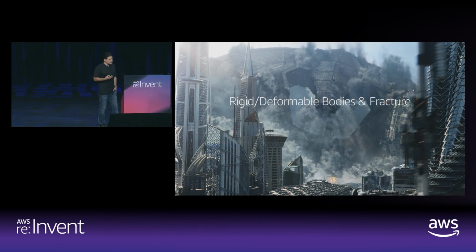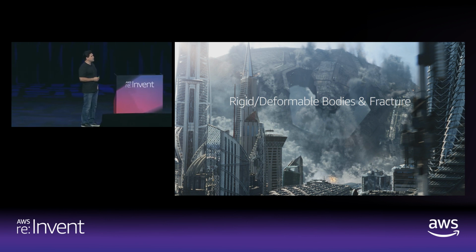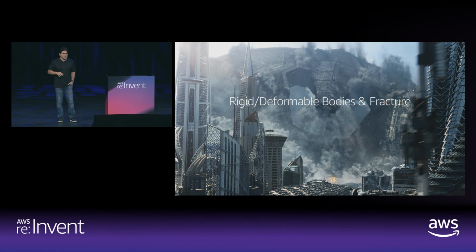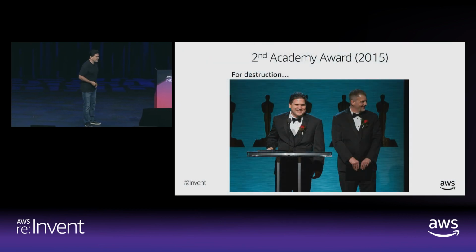That led to a bunch of new research in rigid and deformable bodies, basically fracture, destruction. We did all the Marvel movies, Hulk, Smash, that sort of thing, and Transformers, you name it. We did a lot of work on those things. This is an example of the Starship Enterprise crashing into the Earth, destroying everything, and that led to the second Academy Award.